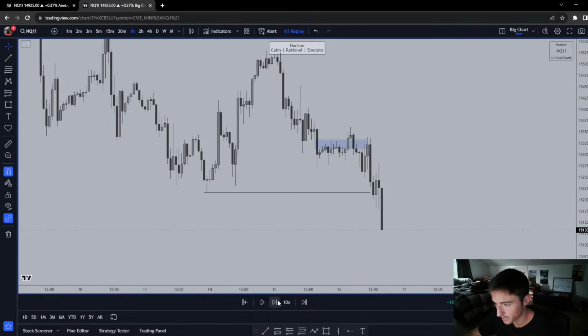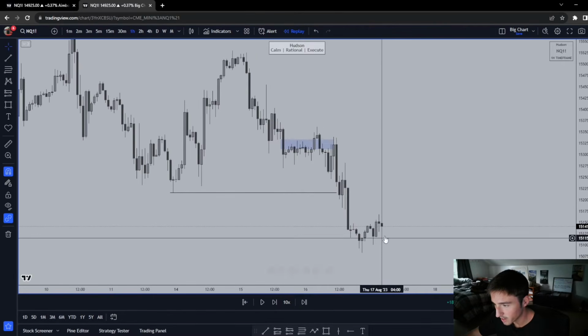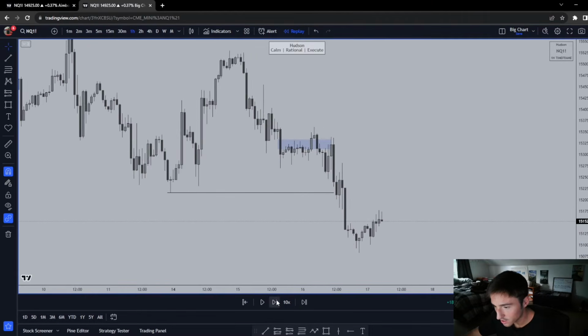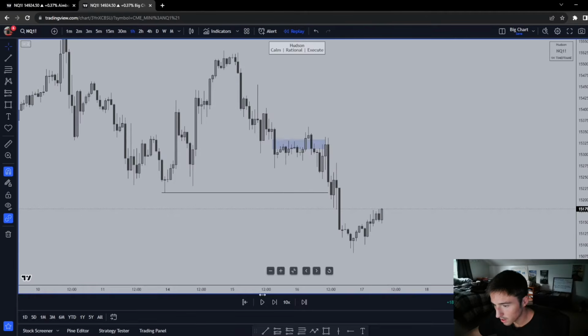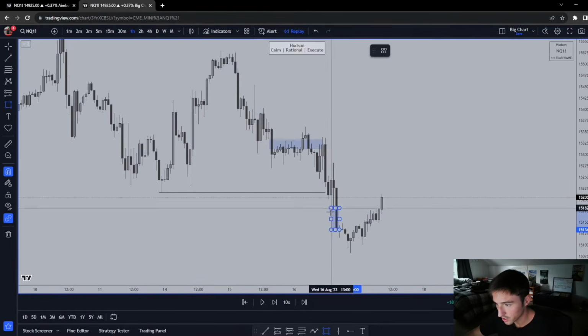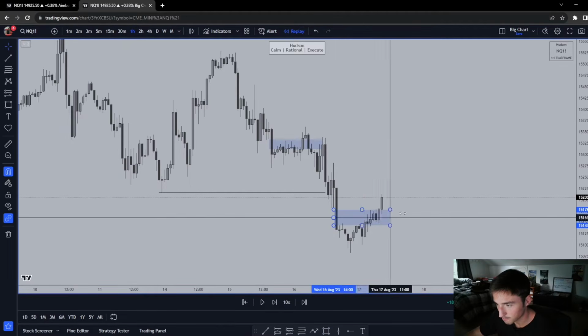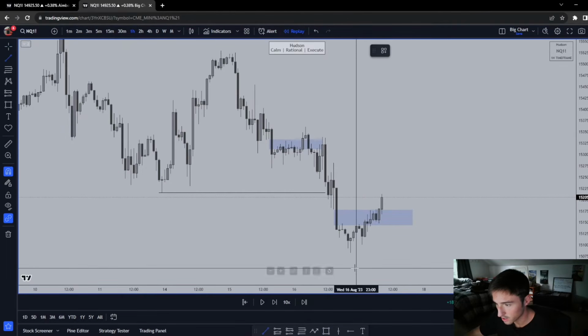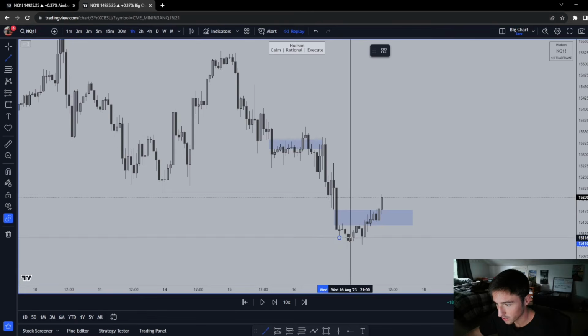Let's keep it rolling. This is how you frame narratives. This is how you find the proper draw. Okay, here we are. What did we just do? Disrespected this fair value gap. Also, we just swept internal low.